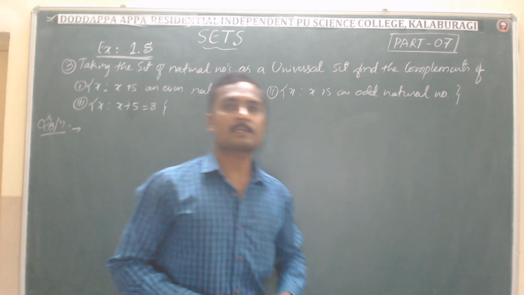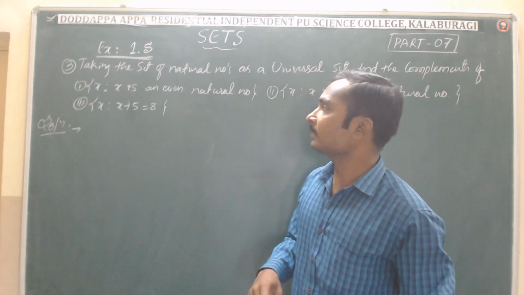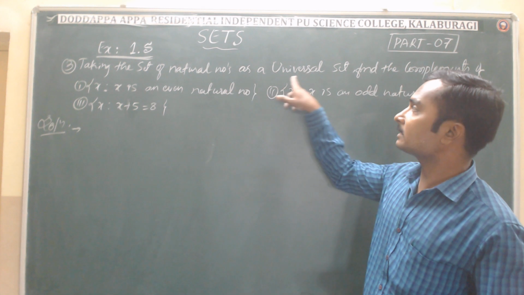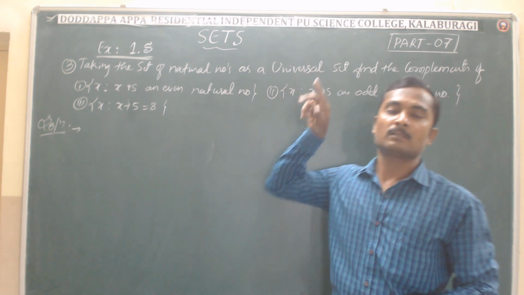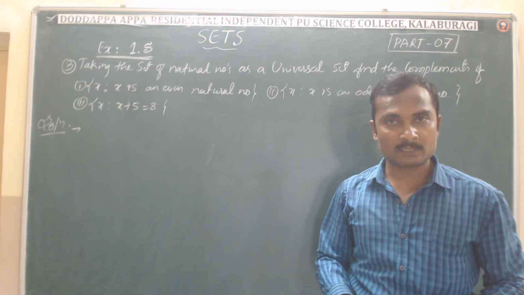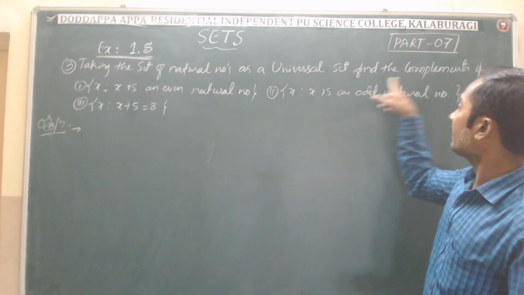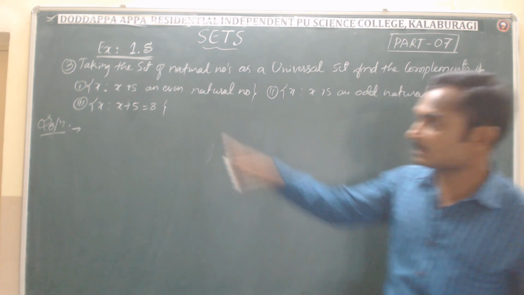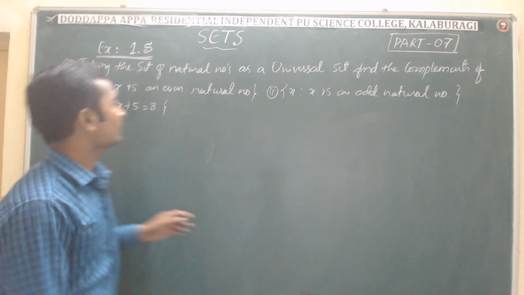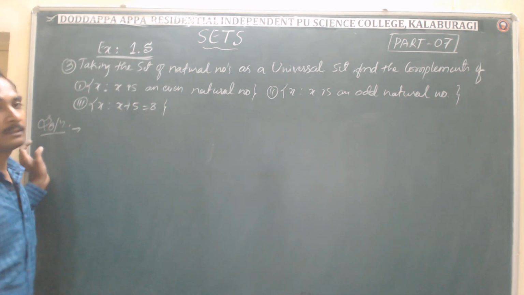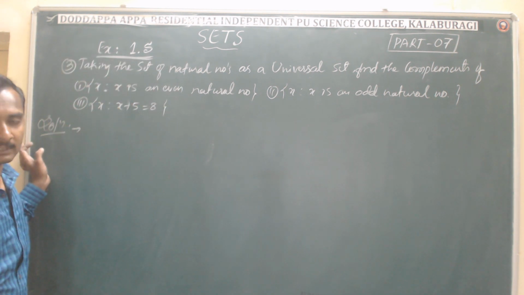Okay students, so let's solve the next problem. By taking the set of all natural numbers as the universal set, find the complements of the given sets. The first one is the set builder form of the given set.